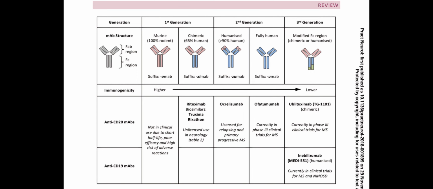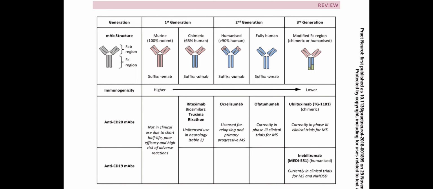Monoclonal antibodies consist of two major components: the FAB region, which binds the target antigen, and the FC region, which mediates immune effector function. As monoclonal antibodies have evolved from first generation murine antibodies to fully human and modified antibodies, the proportion of human protein within the molecule has increased, resulting in lower risk of anti-drug antibody formation and infusion related reaction.